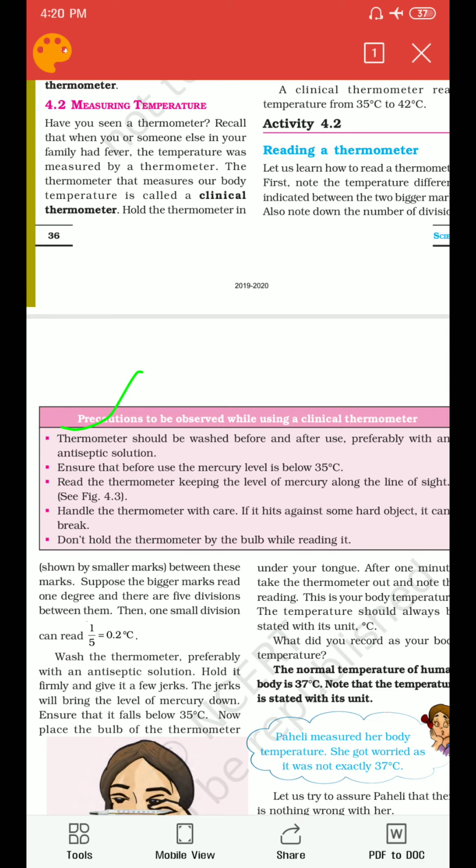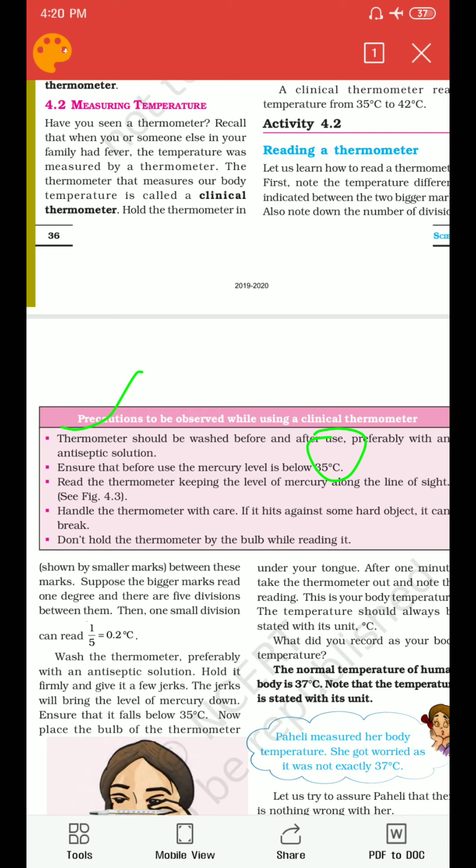The next thing is that ensure that before use the mercury level is below 35 degrees Celsius. All right, very carefully you have to see that it should be below 35 degrees Celsius. Otherwise, if it is more than 35 degrees Celsius, it means it already has some kind of heat. So you have to make sure. The next thing is that read the thermometer keeping the level of mercury along the line side. You have to read the thermometer always from its long side.